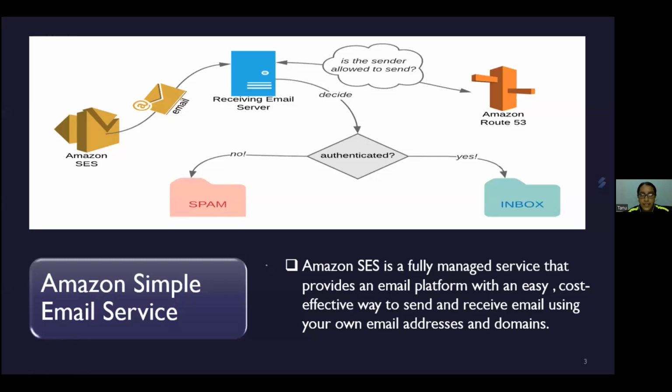What do you understand by Amazon Simple Email Service? It is a fully managed email platform service which provides an effective way to send and receive emails using your own email address and domain. See the diagram I have attached. In this we can see how Amazon Simple Email Service works. This is the flow diagram of how it works.